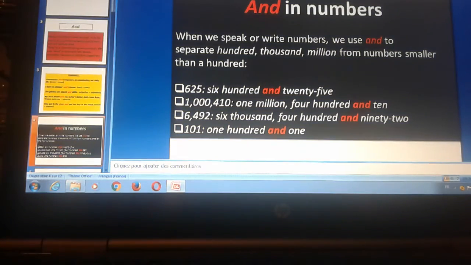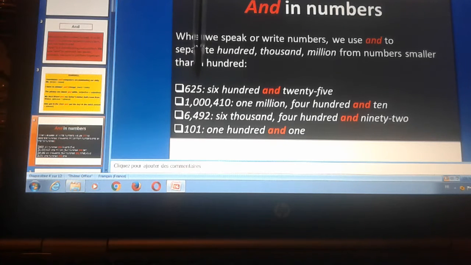Now let's move to see when else we use and. There is another function for using and, concerning numbers. When we speak or write numbers, we use and to separate hundreds, thousands, and millions from numbers smaller than 100. Now let's take some examples.